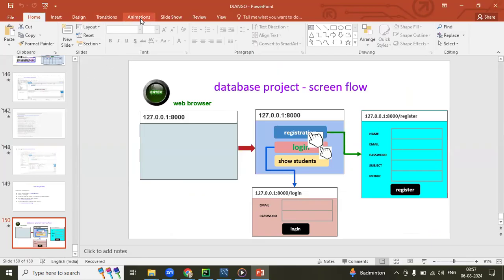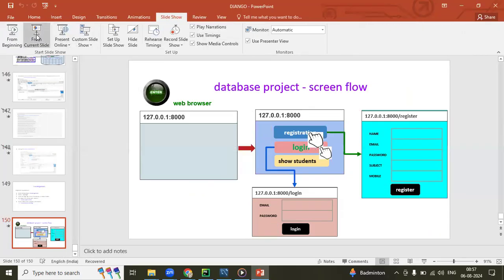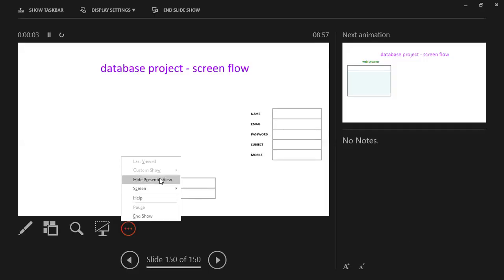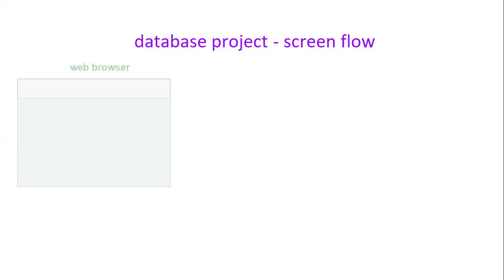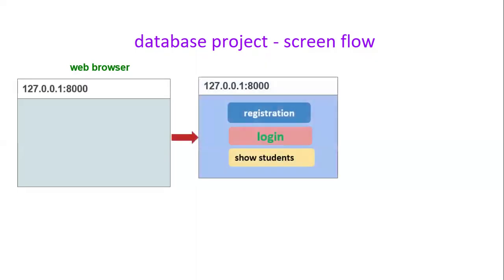Let me. Oh, sorry, slideshow. Current. I'll explain what I'm expecting from you people in this slide assignment task, right? First thing is the home page. When I make a request to the home page, I should get these three things: registration, login, show students. Same kind of thing, okay? These three buttons are hyperlinks. Whatever you want, you keep.